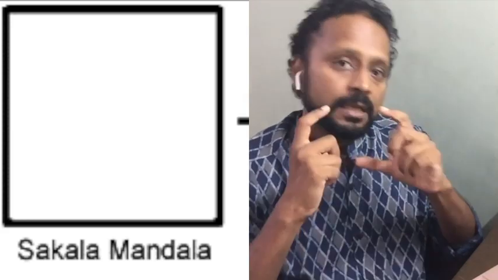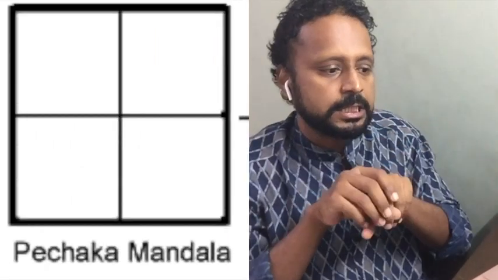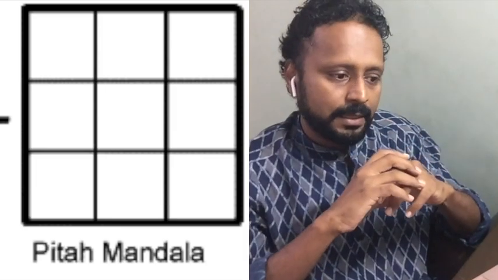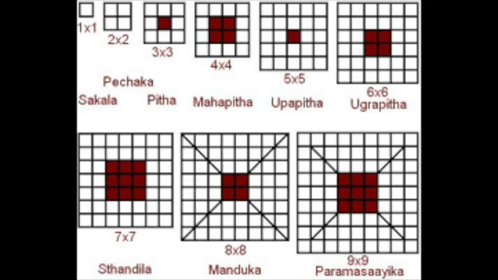In fact, they give many names to a square. For example, a single square is called Sakala Mandala. I mean, mandala stands for square. And four boxes is called Pechaka Mandala. And a 9 box is called Pita Mandala. And 16 boxes is called Mahapita Mandala. And then there are names which just go on and on. There is Mandukya Chandita Mandala. There is Paramasaikya Mandala. It just keeps going on and on.